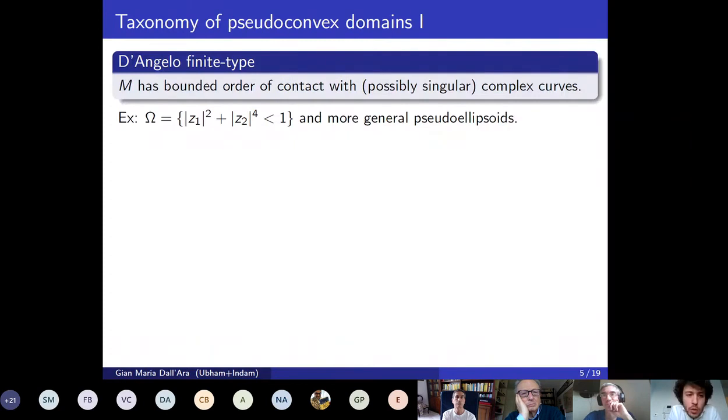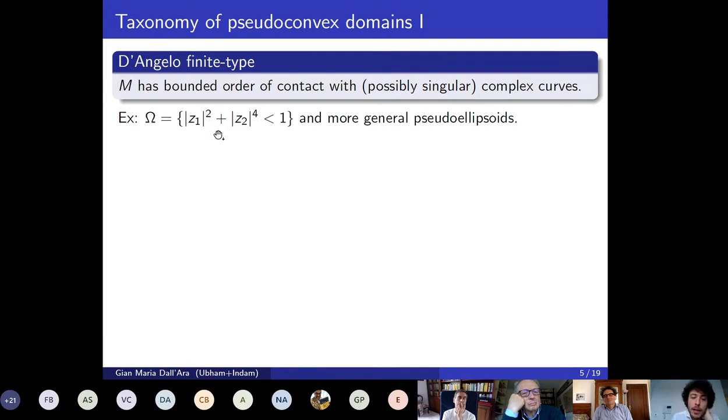So let's begin to try to orient ourselves in the vast variety of pseudoconvex domains, smooth bounded pseudoconvex domains in Cn. The first class to be kept in mind is the class of D'Angelo finite type domains. Those are the domains for which the boundary has bounded order of contact with possibly singular complex curves. So what this means is that, for example, if you take the domain omega, this is one of the simplest examples one can think of in two complex variables: |z1|^2 + |z2|^4 < 1. So compared to the ball, you modify an exponent from 2 to 4.